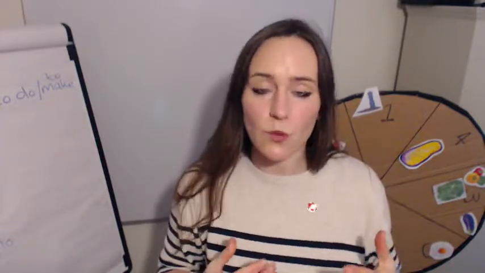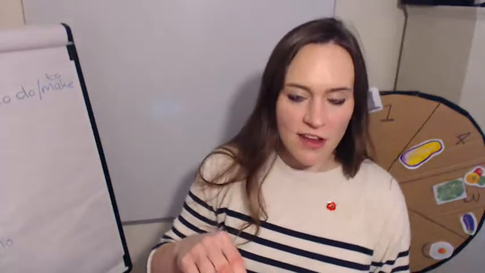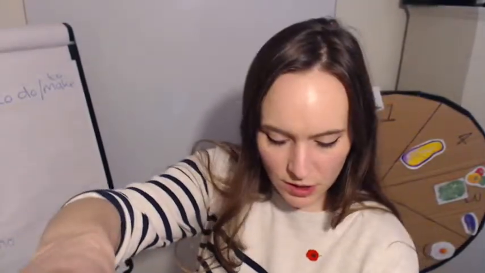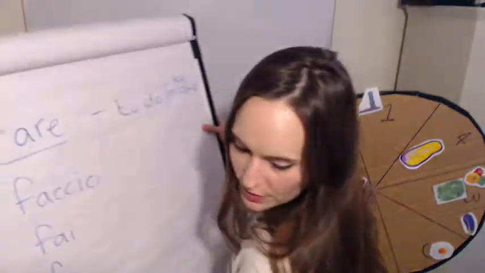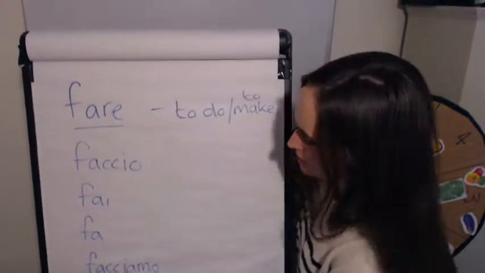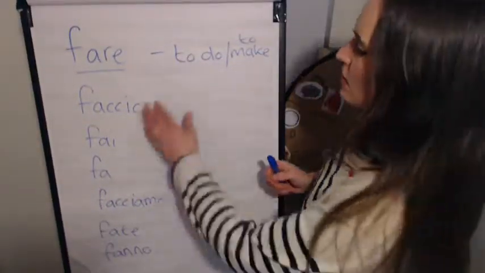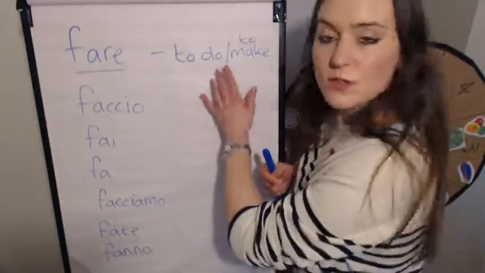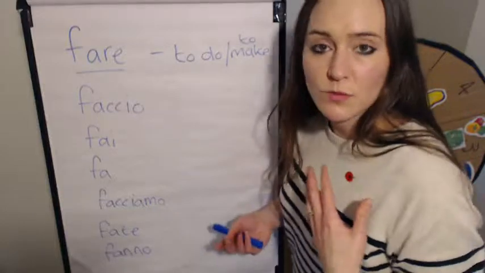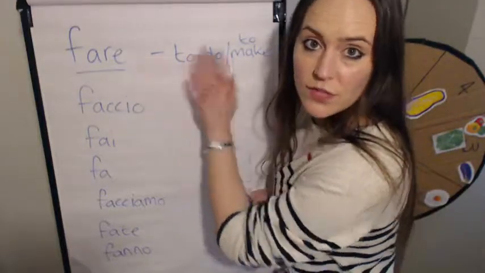So let's have a little look at what we did. We spent the first part of the lesson having a little look at the verb fare, which is an irregular verb. This is the document I gave you. We're going to start off with the verb fare. So fare is to do or to make. In English we have two separate verbs: I do the washing up, I make a cake, I'm making a cake, I'm doing my homework, making plans. In Italian we use just one verb for often those two things.